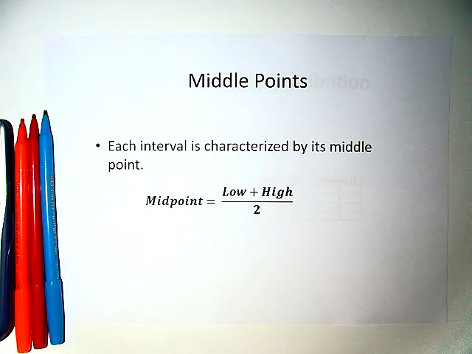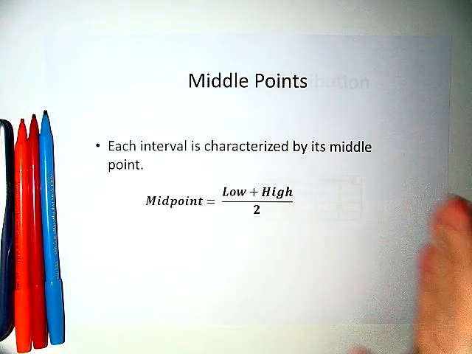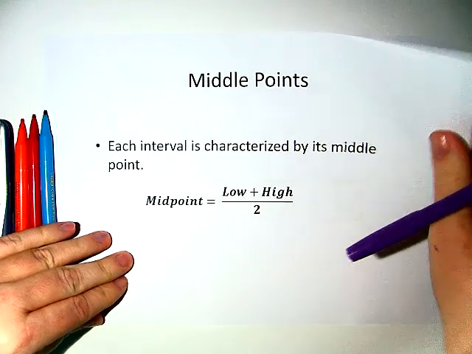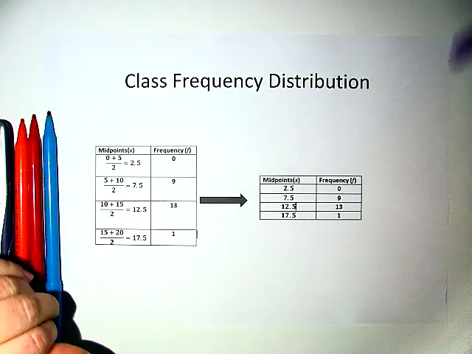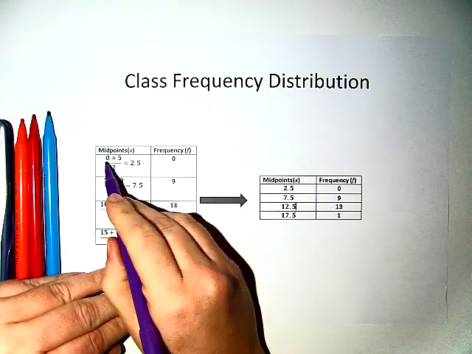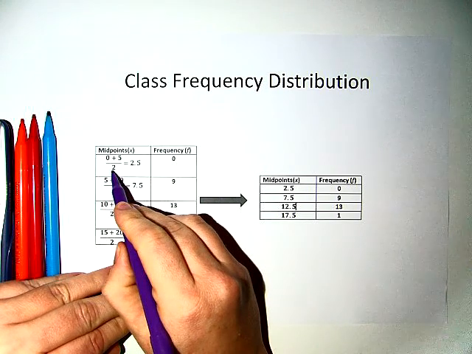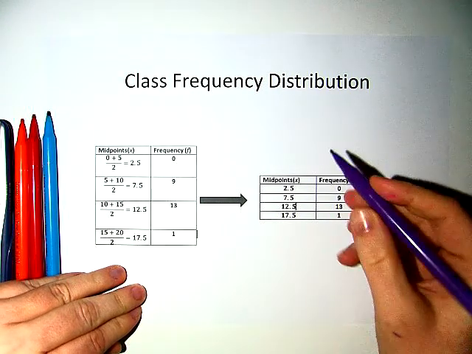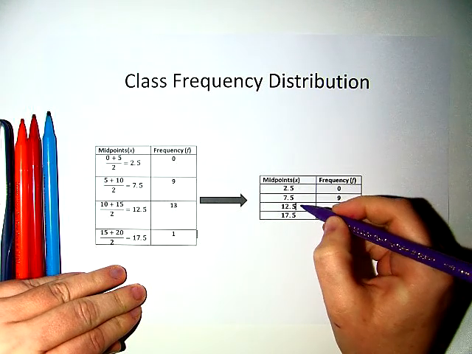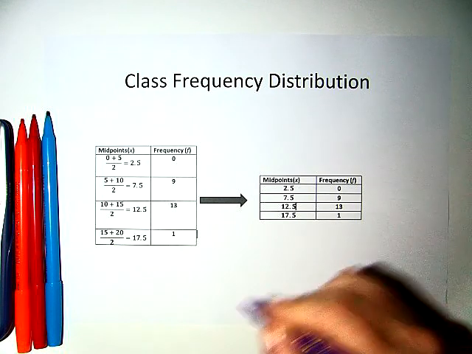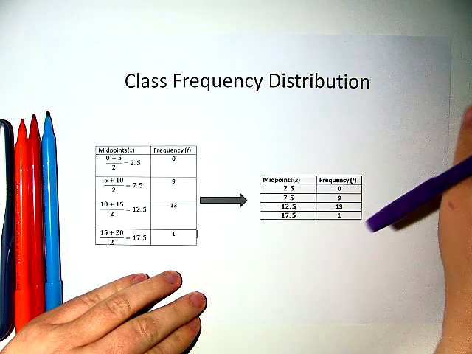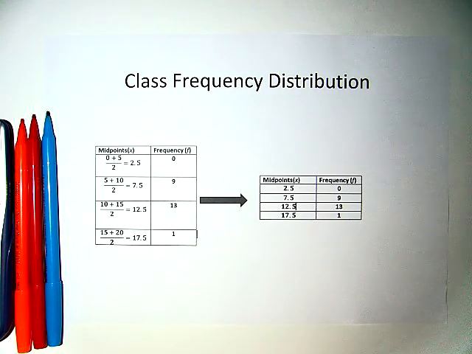So each interval is characterized by its middle point. Because we cannot put a range of numbers in the calculator, we have to put its midpoint. Now let me show you kind of what to do. If you have 0 to 5, you add the 2 together, divide by 2 to get 2.5. So we put these in the calculator with the same frequencies so that we can put in our values. Now let's try some examples with this.